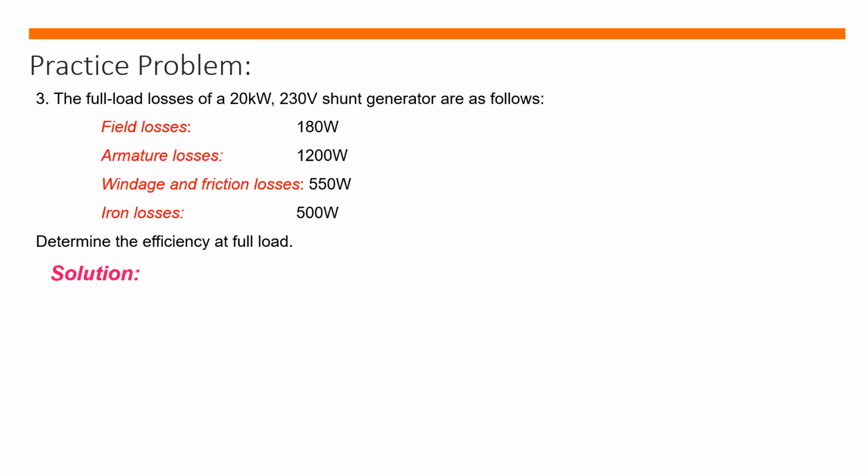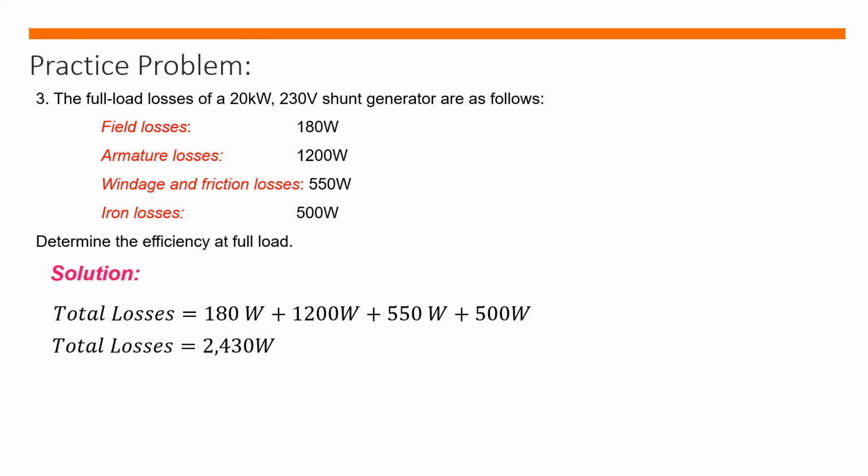So for the solution, we will just sum up all the losses to get the total losses. So i-add lang natin yung mga 180 watts plus 1,200 watts plus 550 watts plus 500 watts. So lahat ng losses na yon, that is equals to 2,430 watts.